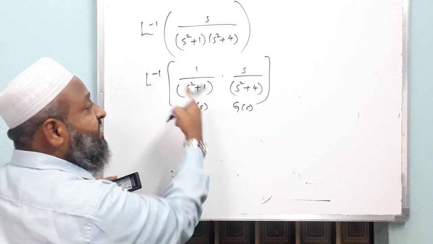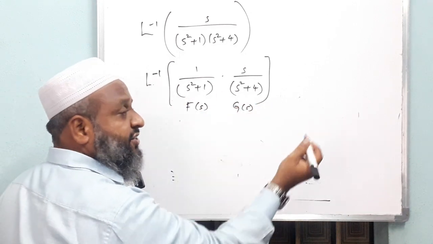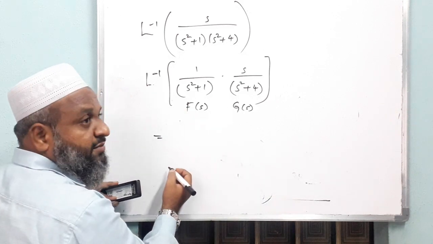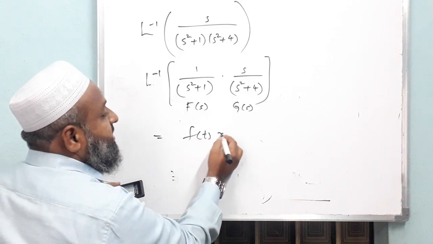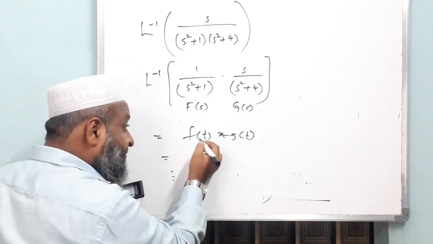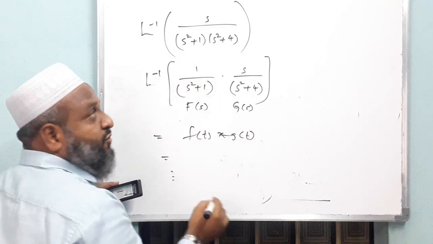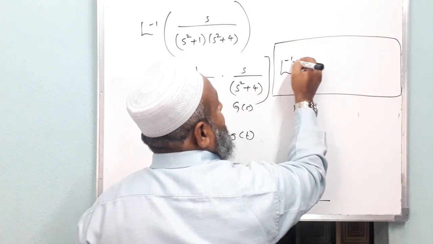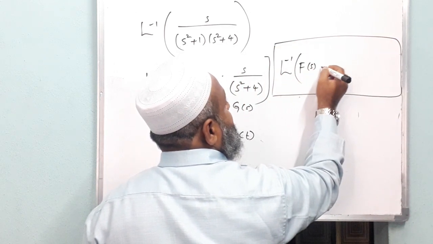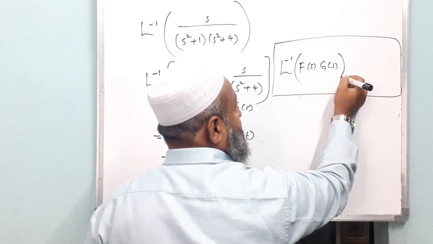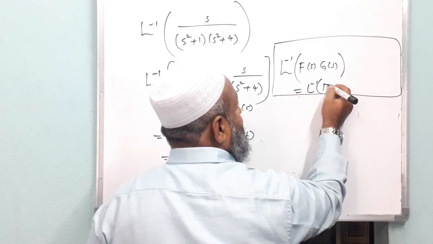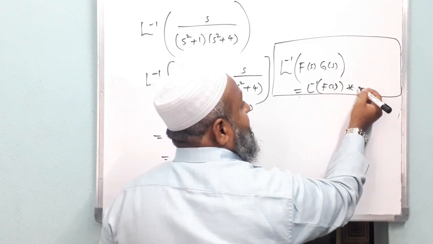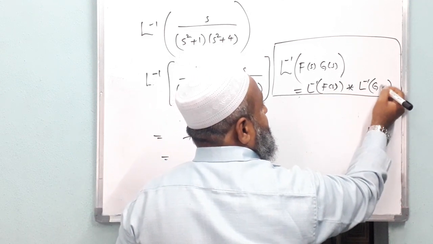If we know L inverse for this and L inverse for this individually, then by taking the convolution we will get this one. So this is nothing but f of t star g of t, where this f of t is nothing but the inverse transform. So the other way to write the convolution theorem is L inverse of f of s into g of s is equal to L inverse of f of s, which is the same as writing f of t, star L inverse of g of s.